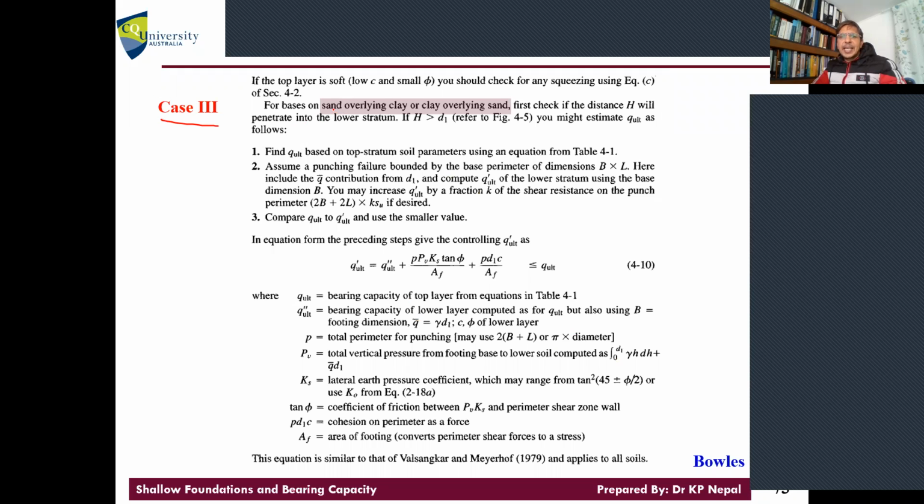So now this is the third case. The third case is sand over clay or clay over sand. In this case, there are a few steps we need to follow. Using some equations, you compute the bearing capacity of the first layer, you calculate the bearing capacity of the second layer, and then you also calculate a few other punching contribution terms, right?